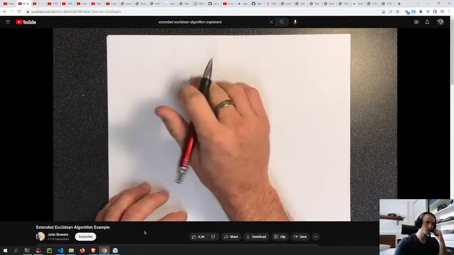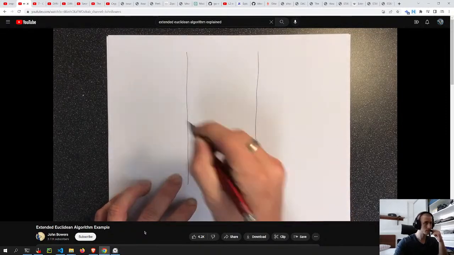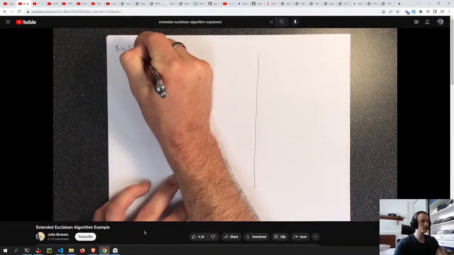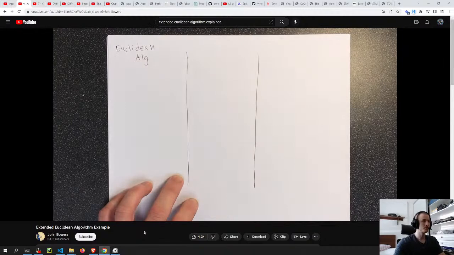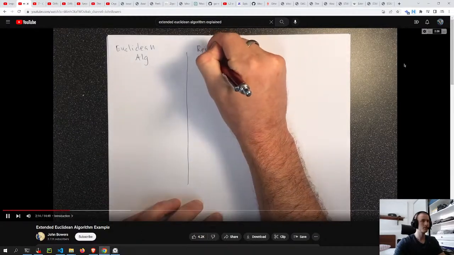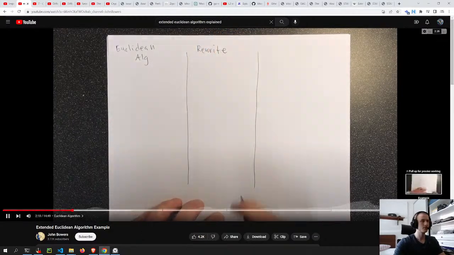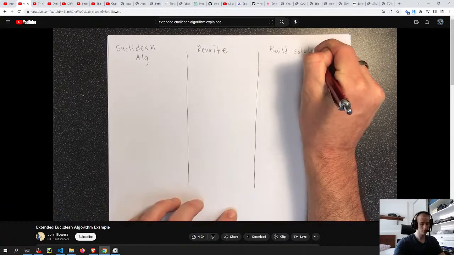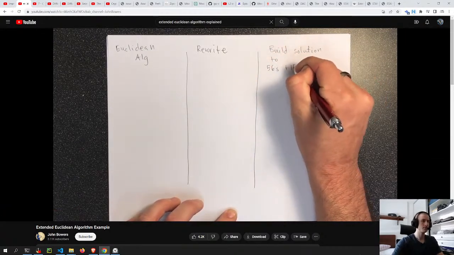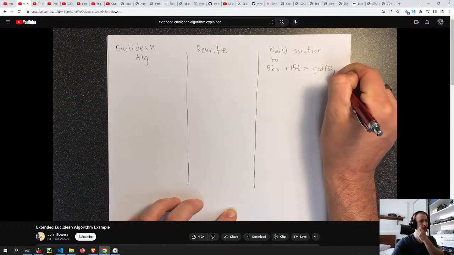Okay, so let's get a new sheet of paper here. We start by building three columns. In the first column, we're going to run the normal Euclidean algorithm, which I will show you how to do in just a second. In the second column, we're going to rewrite every line from the first column slightly. And in the third column, we're going to build the solution to 56s plus 15t is equal to whatever the GCD is. Okay, so let's see how to do that.